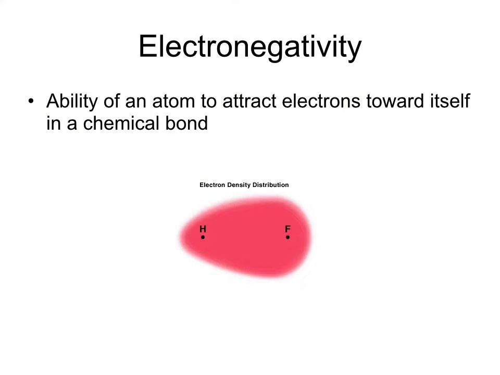Finally, we have electronegativity. Electronegativity is defined as the ability of an atom to attract electrons towards itself in a chemical bond. There are a lot of things that are important about electronegativity, but something to keep in mind is that the difference between the electronegativity of two atoms determines what type of bond they form. So it's an important thing to understand.